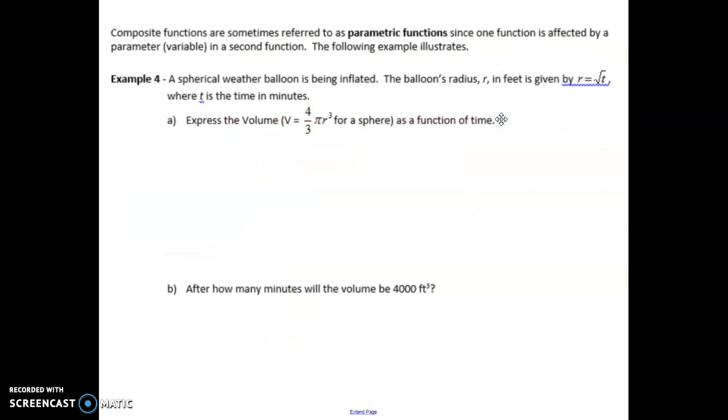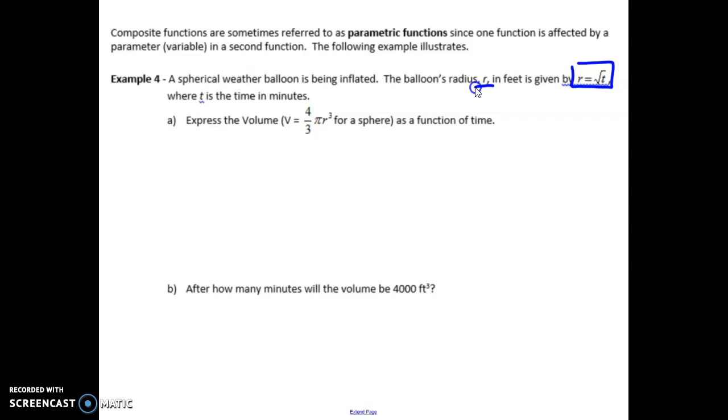Alright, let's look into example 4. Example 4 here is a word problem. We have a spherical weather balloon being inflated. It's got a radius in feet. It's given by the function r equals square root t, where t is the time in minutes. So again, it's just talking about inflating a balloon and how long it takes compared to how big the balloon is.